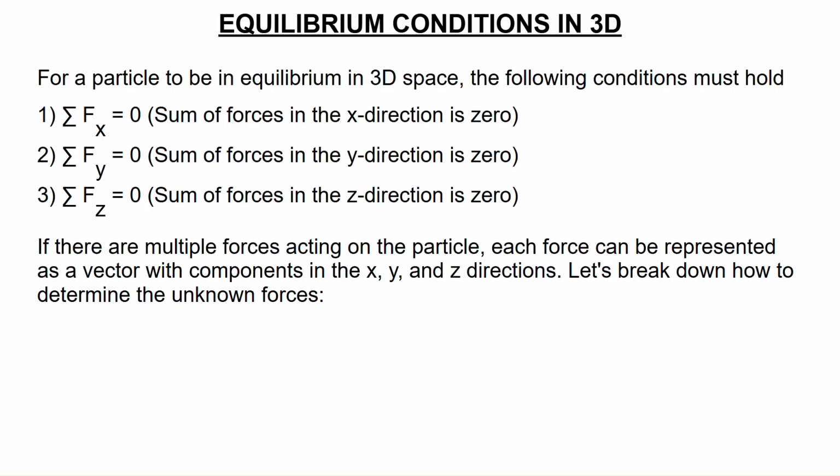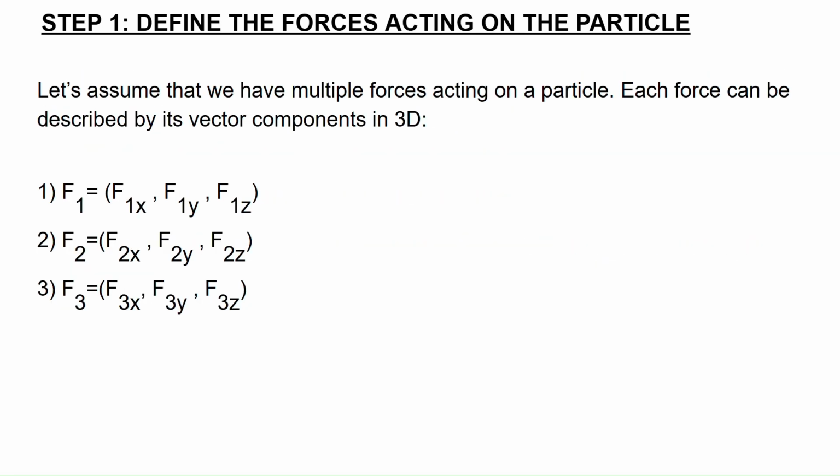Let's break down how to determine the unknown forces. Step 1. Define the forces acting on the particle. Let's assume that we have multiple forces acting on a particle. Each force can be described by its vector components in 3D. F1 equals F1x, F1y, F1z. F2 equals F2x, F2y, F2z. F3 equals F3x, F3y, F3z.